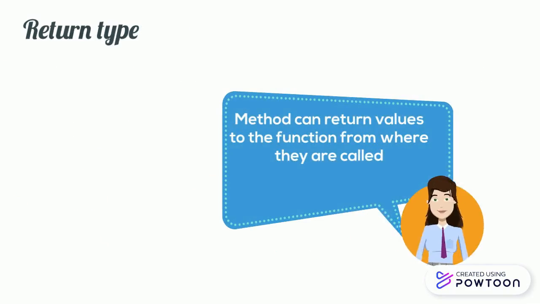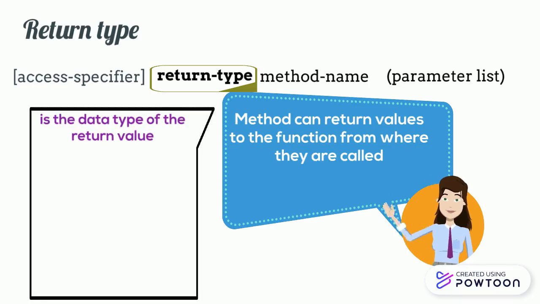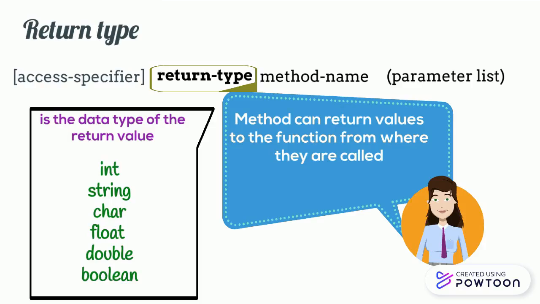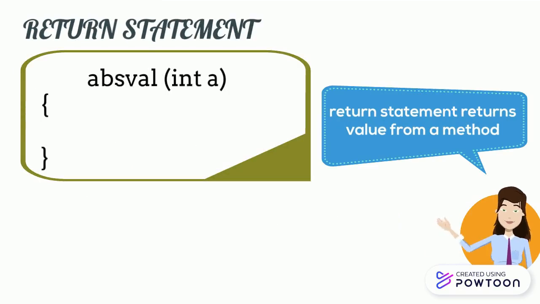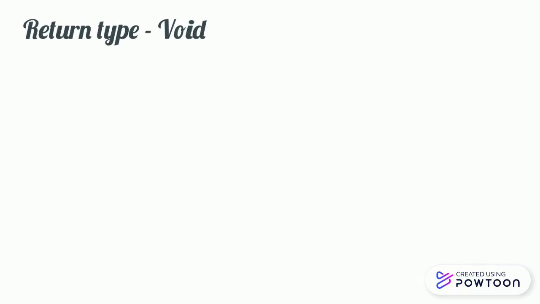One of the advantages of method is that it can return values back to the function from where they are called. So this return type is the data type of the return value. It can be any of the primitive data types that we have learned so far, which is int, string, char, float, double, boolean, etc. Return statement, it returns value from a method. So in this example, it just calculates the absolute value of a given integer. So you can see the return statement is returning a value of an expression and the return data type is mentioned as int. Every method definition should have the return type mentioned in it.